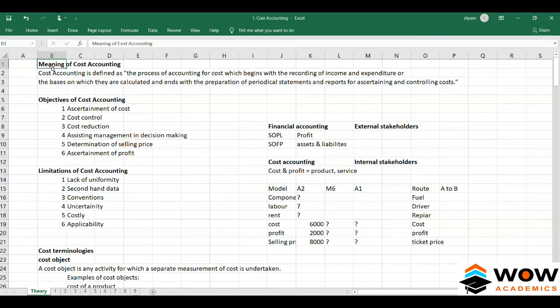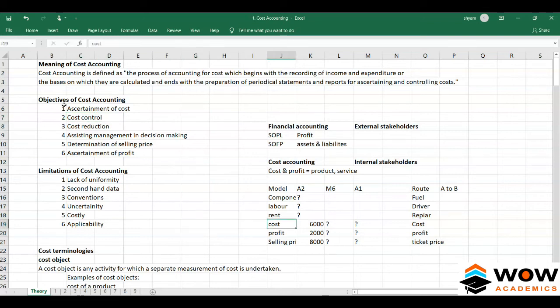So we look at what the objectives of cost accounting are. The objectives of cost accounting are these. Number one, ascertainment of cost. We need to know what is the cost of producing a product or a service. Cost control. Once we know what is the cost of a particular product or service, we can then find out ways to control it. Because if we don't know what the cost is, we cannot control it.